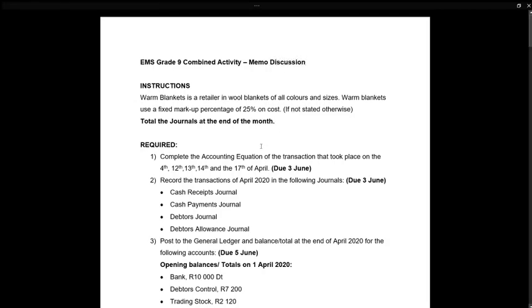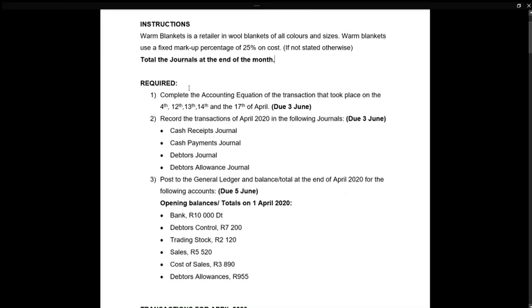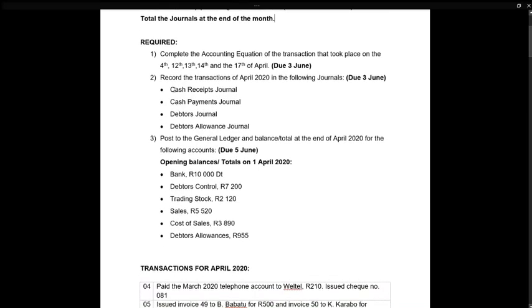Right, so instructions. Warm Blankets is a retailer in wool blankets of all colors and sizes. Warm Blankets use a fixed markup percentage of 25% on cost, if not stated otherwise. Total the journals at the end of the month. You are required to complete the accounting equation of transactions that took place on the 4th, 12th, 13th, 14th and the 17th of April. You are required to record the transactions in the following journals: cash receipts journal, cash payments journals, debtors journal, debtors allowances journal.